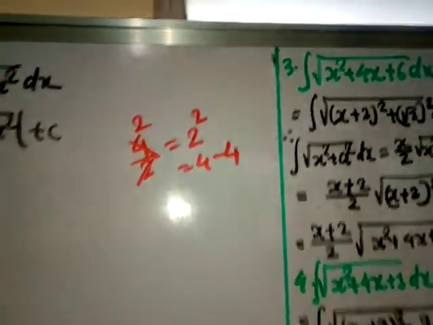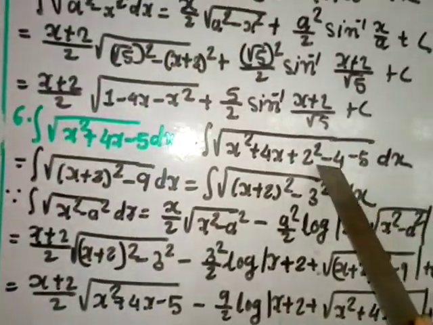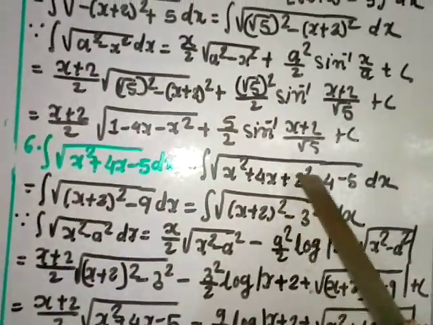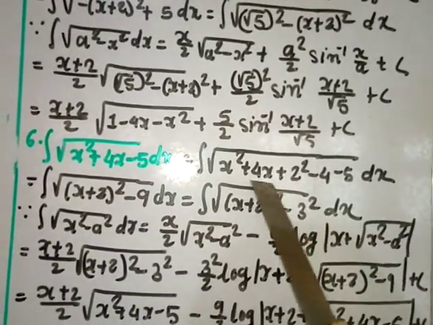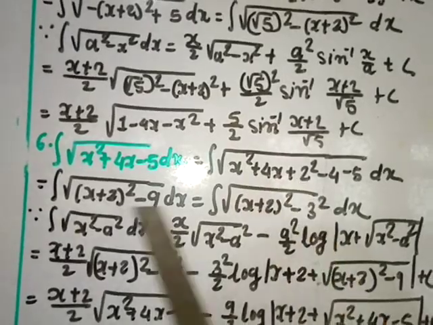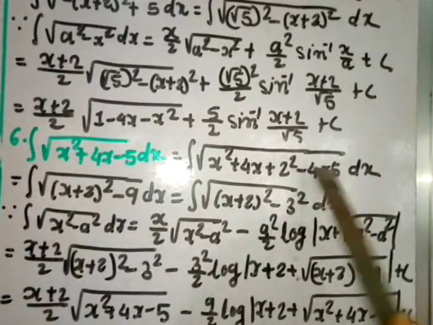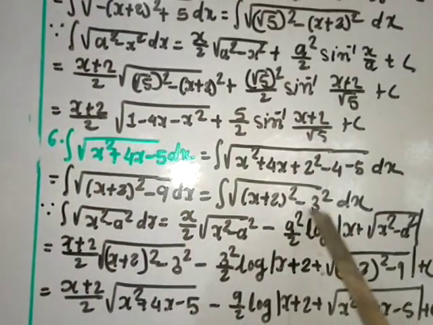Okay, 2 square, add and minus 4. So here also, same thing: 2 square I am adding, that is 4 I am adding, and 4 I am subtracting, and this minus 5 as it is. So this one will become the perfect square (x plus 2) whole square, minus 4 minus 5 gives you minus 9, and minus 9 can be written as 3 square.